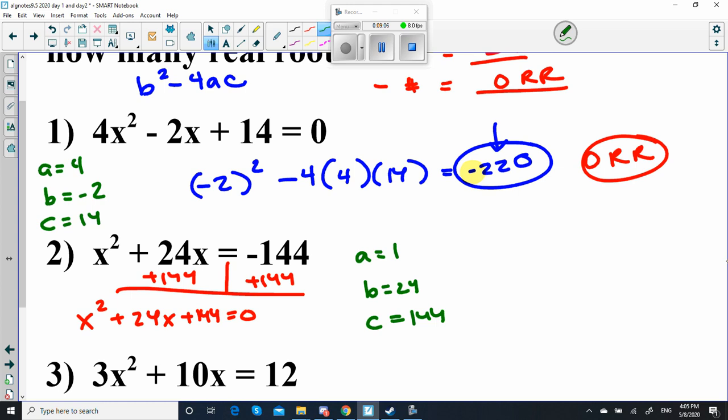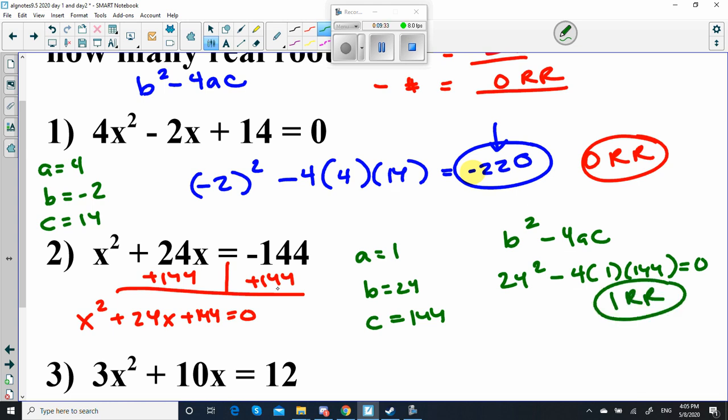All right, so let's plug it into the discriminant. Remember that the discriminant is b squared minus 4ac. So 24 squared minus 4 times 1 times 144. Let's see what that gives us when we plug it into our calculator. That gives me 0, which means that there is 1 real root. It means it's a perfect square as well, and it means that the vertex is sitting on the x-axis. Remember, the vertex is the only point that's not symmetrical.